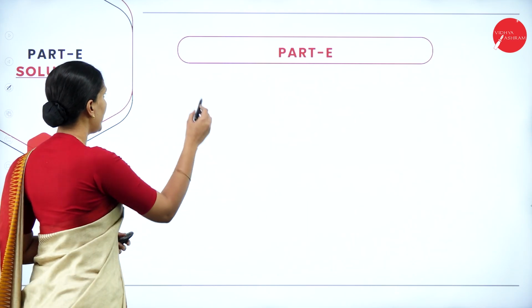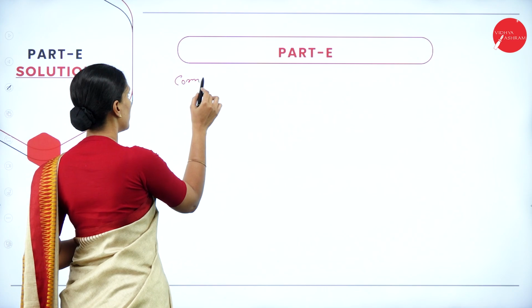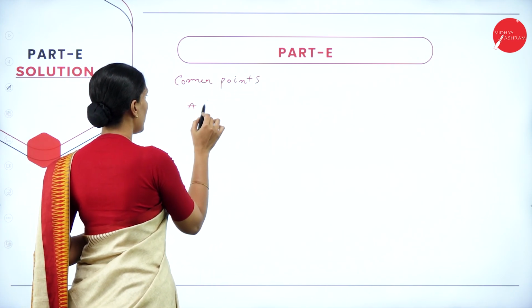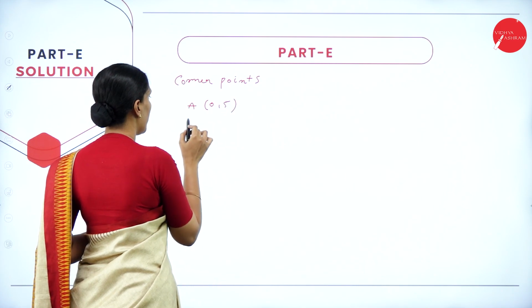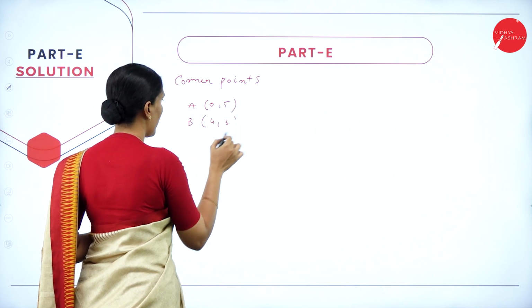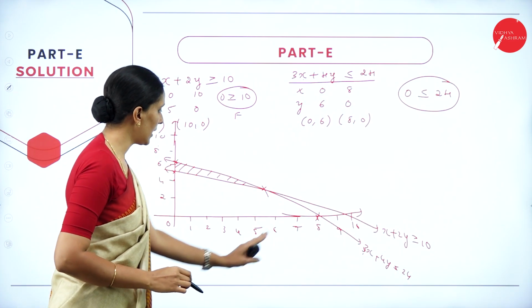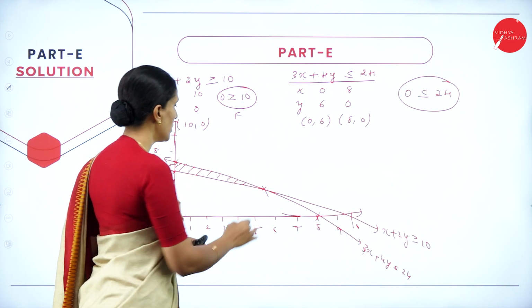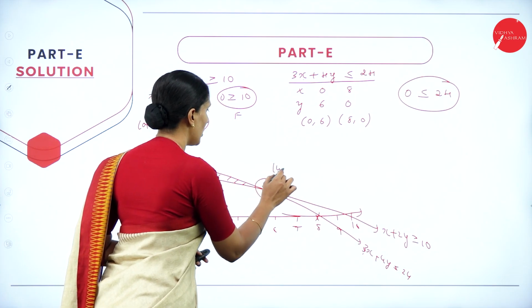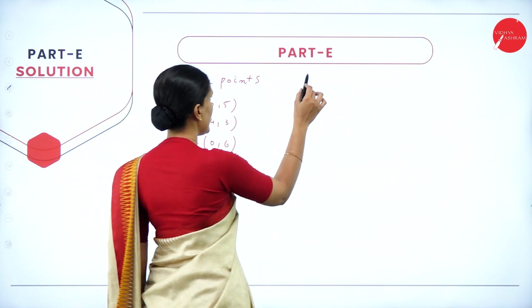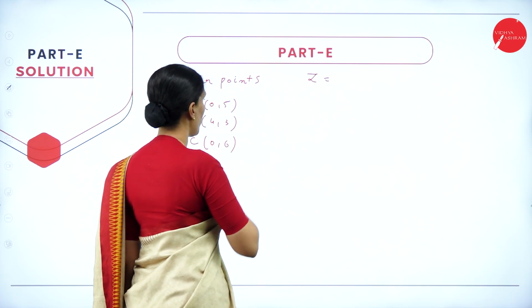Now for the given lines, the corner points will be A at (0, 5), B will be (4, 3) and C will be (0, 6). If you plot this cleanly on graph sheet, this point is actually (4, 3). Now let's find the value of Z using these corner points.